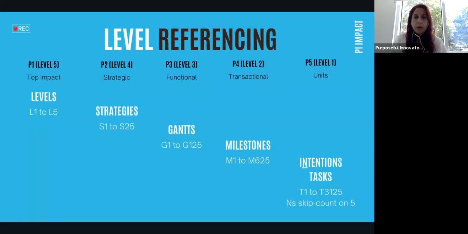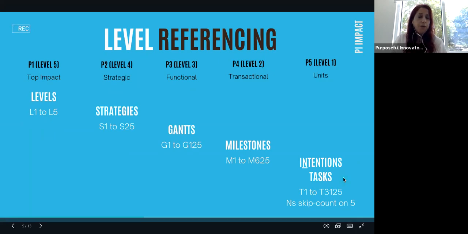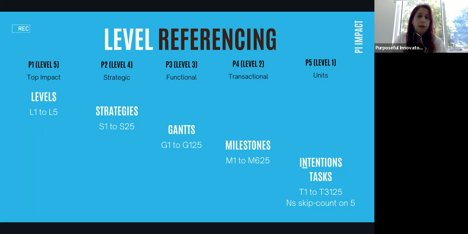So taking you through the level referencing. The power of 1, which is our level 5, becomes a bit of a 3D model. So while I'm showing it flat, I think it's more beneficial to think about it as 3D. So that's the highest perspective. That is our top impact level 5. And we call those levels. So we've got level 1 to level 5, L1 to L5 in our referencing.